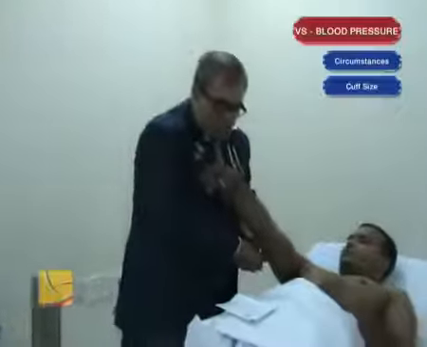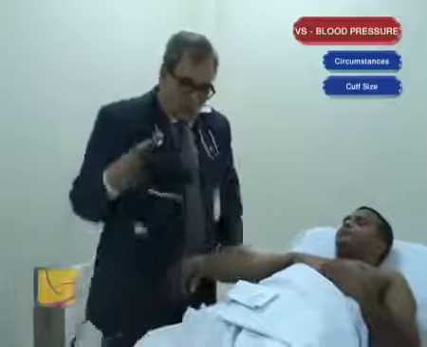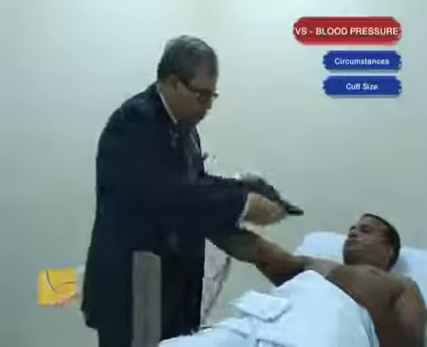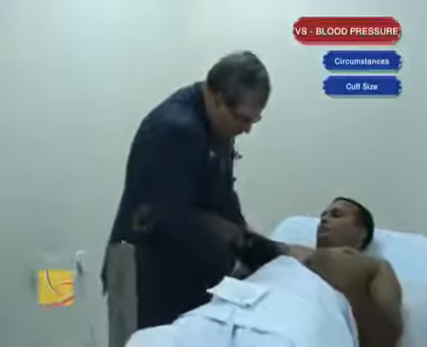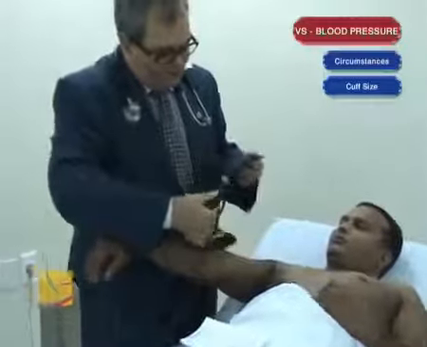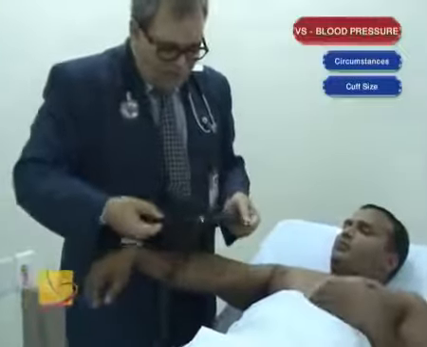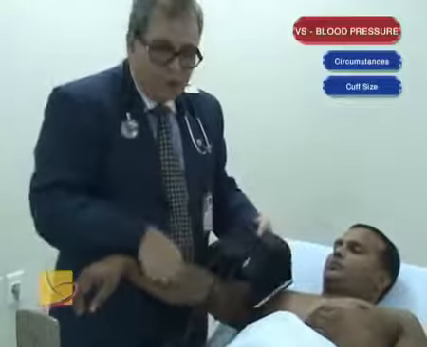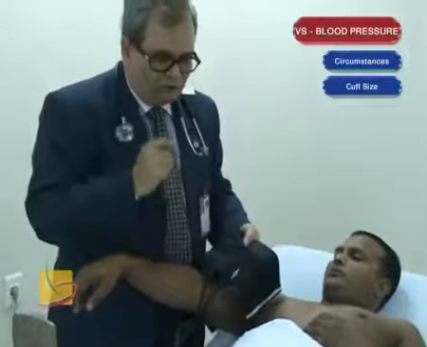Nevertheless, we have to apply it firmly, not too tight and not too loose, to the upper arm of the patient here. We have a mark here which indicates the middle point or the middle line of this bladder. This mark should be parallel to the brachial artery to get a good blood pressure measurement.